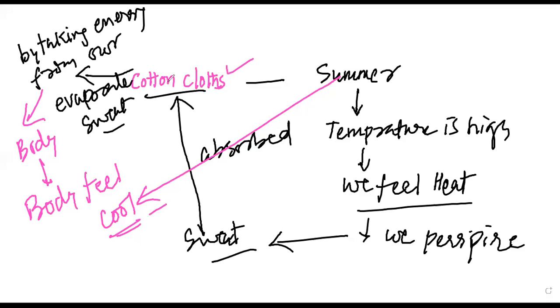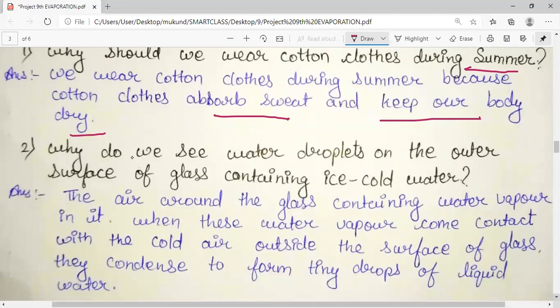Now, if you do not wear cotton clothes, what happens? This sweat will not be absorbed very well by the clothes. And that is why the sweat will not evaporate and the body will not feel cool. So that is why it is advised to wear cotton clothes in hot summer. I hope you understood, my dear students. Now let's look into the second question, my dear students.